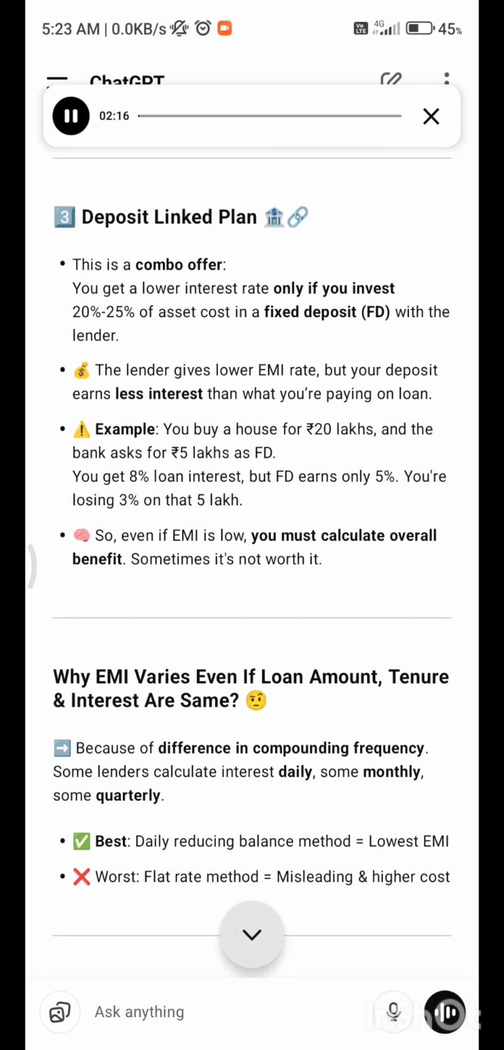Number 3. Deposit-linked plan. This is a combo offer. You get a lower interest rate only if you invest 20 to 25% of asset cost in a fixed deposit, FD, with the lender. The lender gives lower EMI rate, but your deposit earns less interest than what you're paying on loan. Example, you buy a house for 20 lakhs, and the bank asks for 5 lakhs as FD. You get 8% loan interest, but FD earns only 5%. You're losing 3% on that 5 lakh. So even if EMI is low, you must calculate overall benefit. Sometimes it's not worth it.